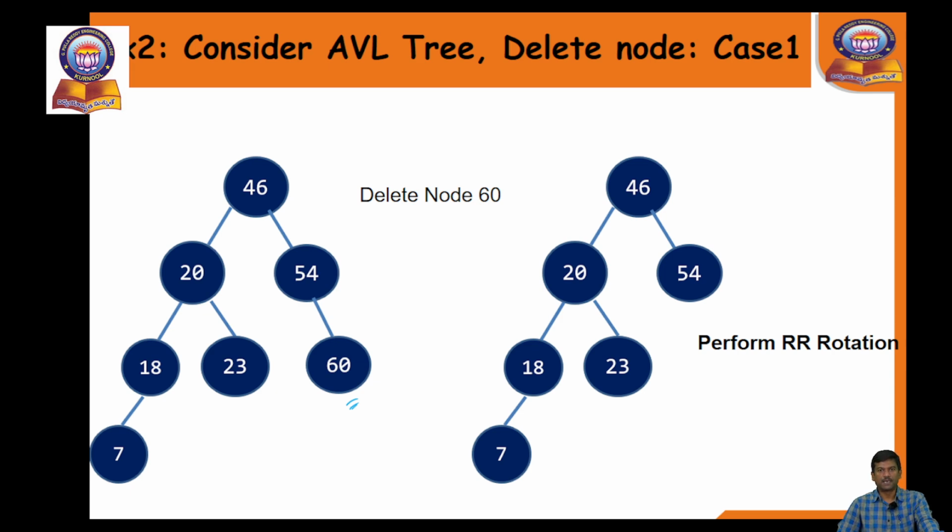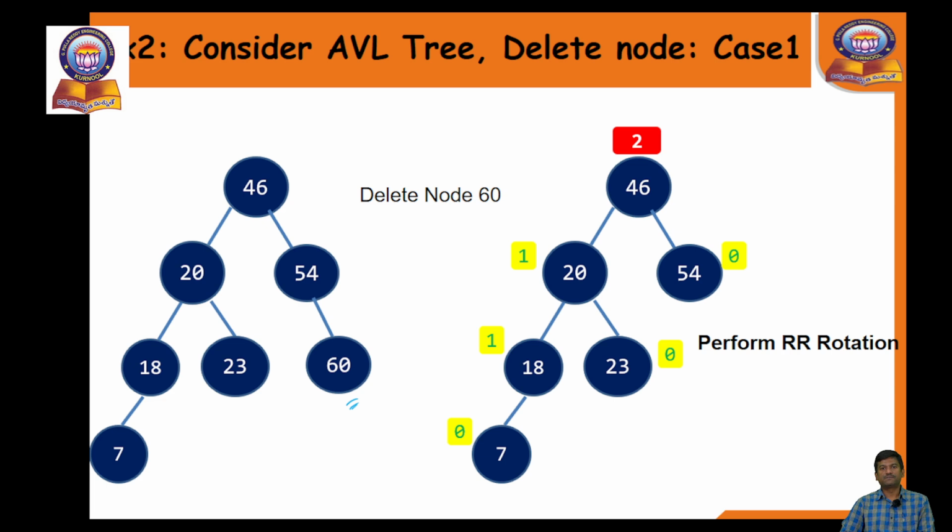But how about the balance factor? The balance factor of the node 7 is equal to 0. Balance factor of the node 18 equal to 1, because 1 minus 0. Node 23, it is a leaf node, the balance factor will be equal to 0. Node 20, the balance factor will be equal to 2 minus 1, that will be equal to 1. The balance factor of 54 will be equal to 0, because it is a leaf node. And when considering the node 46, what is the balance factor? That is the height of the left subtree, that is 3, minus the height of the right subtree, that is 1, that will be equal to 2.